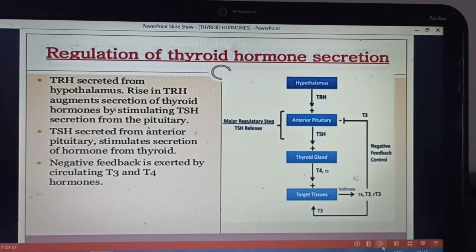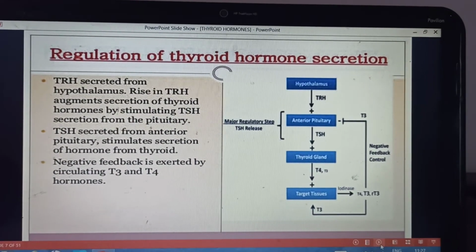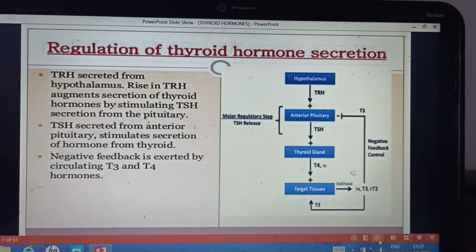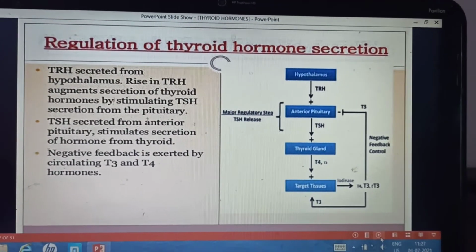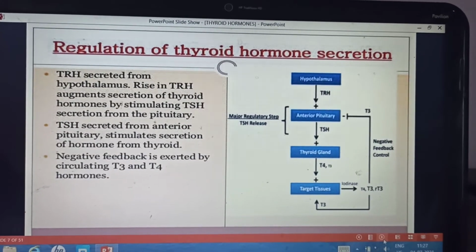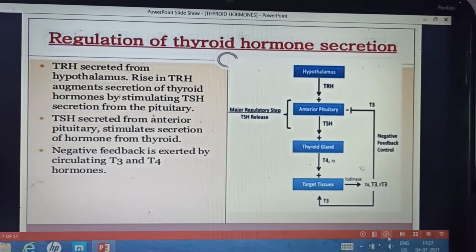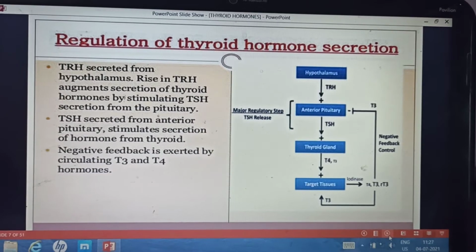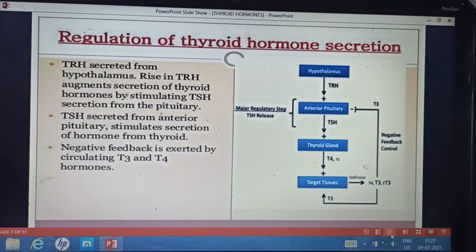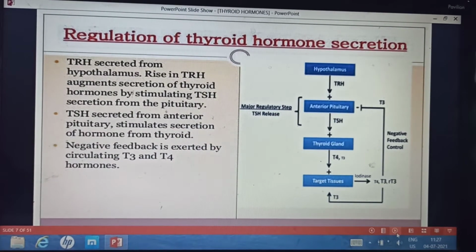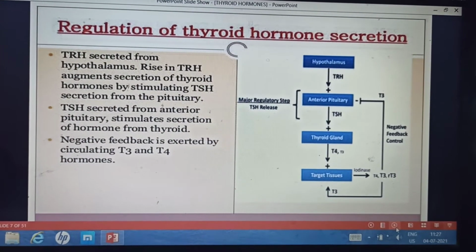So in this slide the regulation of thyroid hormone secretion is shown. TRH, which is secreted from the hypothalamus, augments the secretion of thyroid hormone by stimulating the TSH from the pituitary. TSH is thyroid stimulating hormone, which is released from the anterior pituitary. TSH stimulates the secretion of hormones from the thyroid gland.